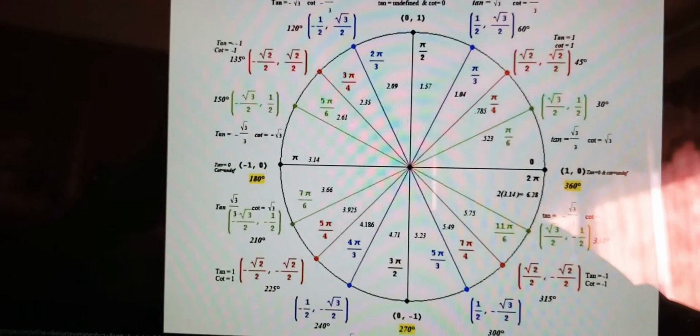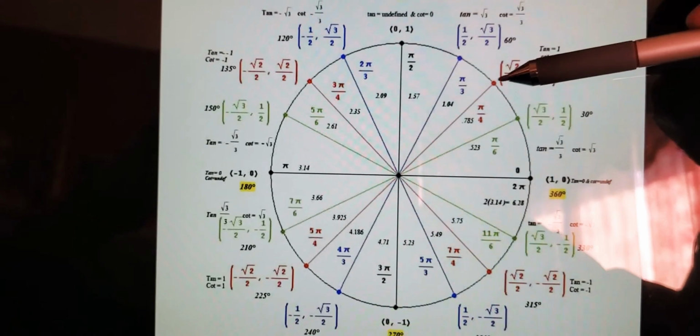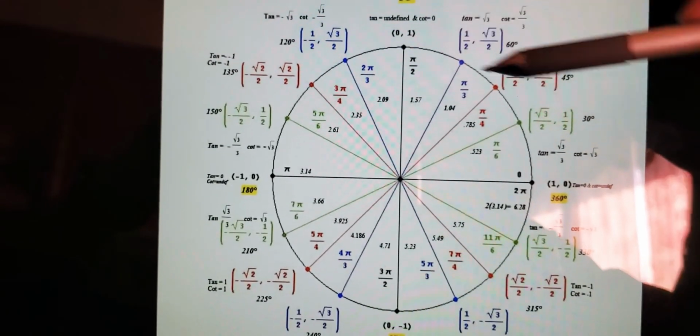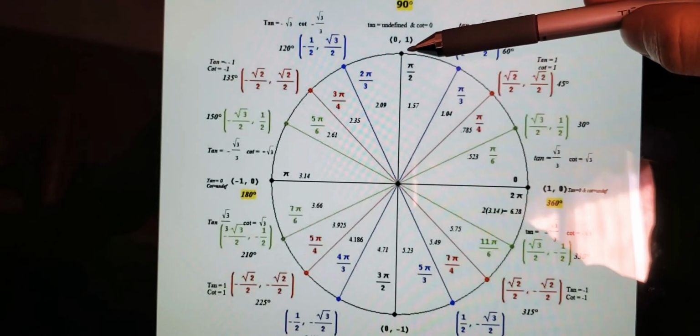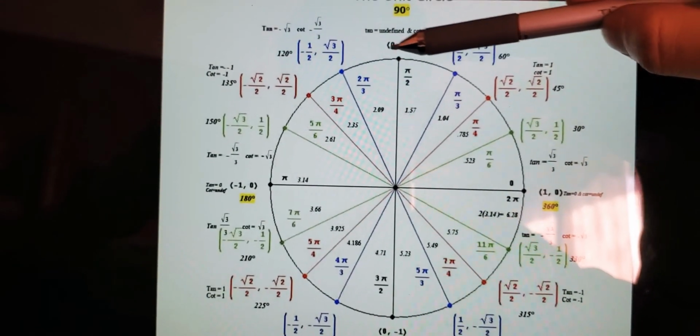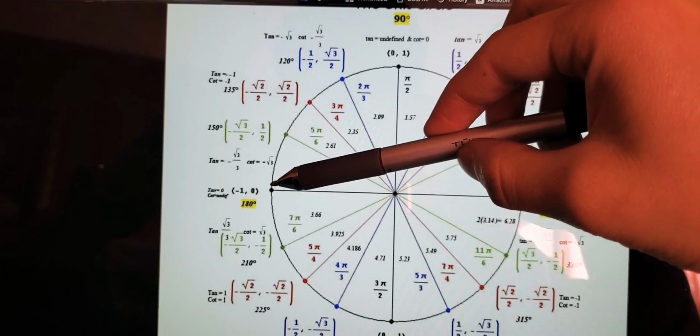For the other unit circle that goes by fourths, I'll be counting the red one and the black one again. 1 pi over 4, 2 pi over 4, which simplifies to pi over 2, 3 pi over 4, and 4 pi over 4, which simplifies to just pi.